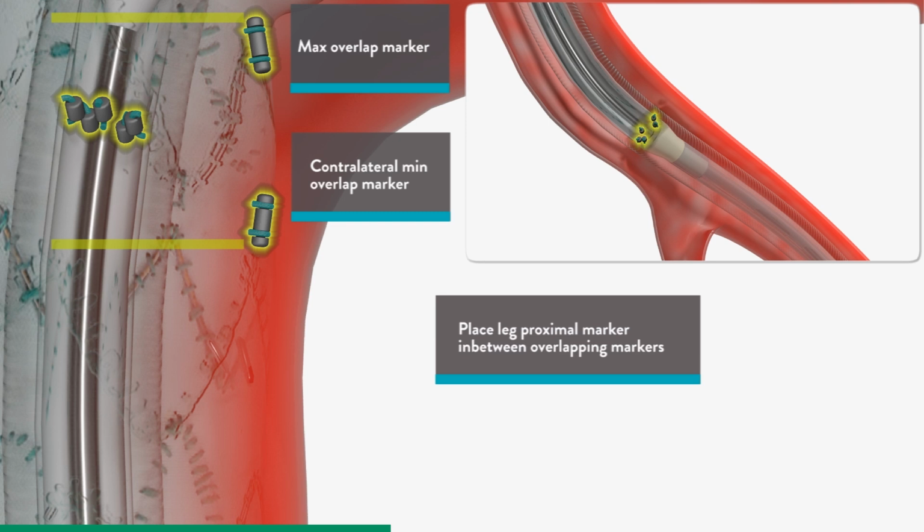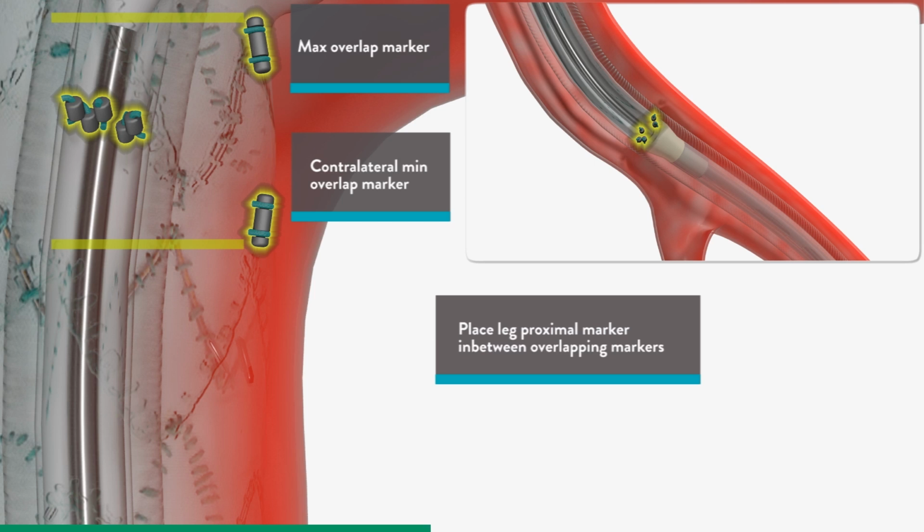Once the proximal end markers of the leg extension are past the minimum overlap marker on the contralateral leg, locate the distal markers of the leg extension and align them with the distal landing target location. Confirm that the proximal markers remain between the maximum and minimum overlap markers on the main body contralateral leg.